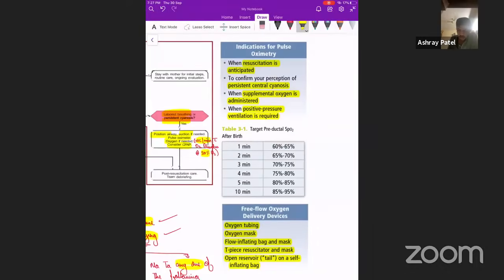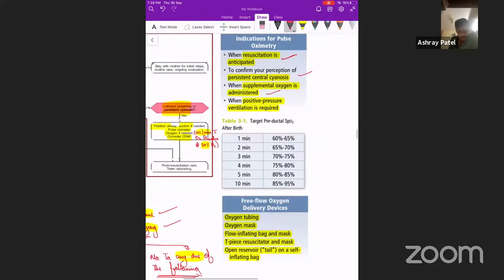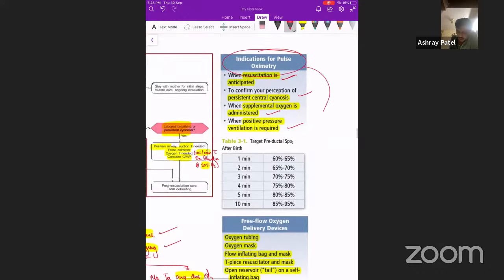So when it comes to pulse oximeter, now let's see what are the indications. Whenever resuscitation is anticipated beyond the initial steps, we go ahead and connect the pulse oximeter. Then to confirm your perception of persistent central cyanosis, as there can be acrocyanosis as well, correct? We might need a pulse oximeter when supplemental oxygen is being administered, as in our present case, or when positive pressure ventilation is required. The reason behind this is to achieve the target preductal SpO2.